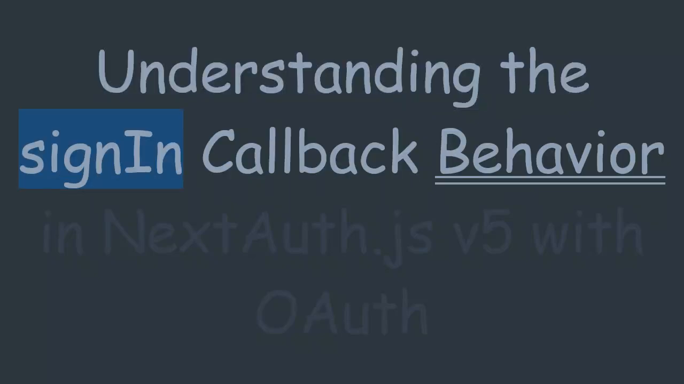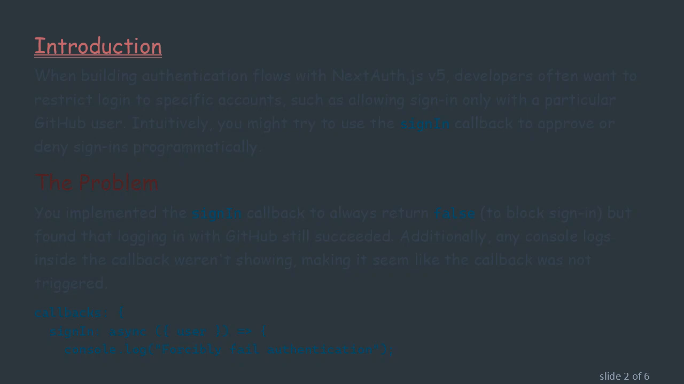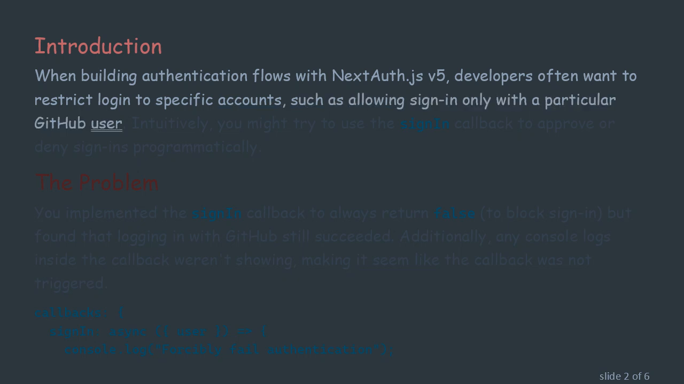Understanding the sign-in callback behavior in NextAuth.js v5 with OAuth. Introduction. When building authentication flows with NextAuth.js v5, developers often want to restrict login to specific accounts, such as allowing sign-in only with a particular GitHub user.